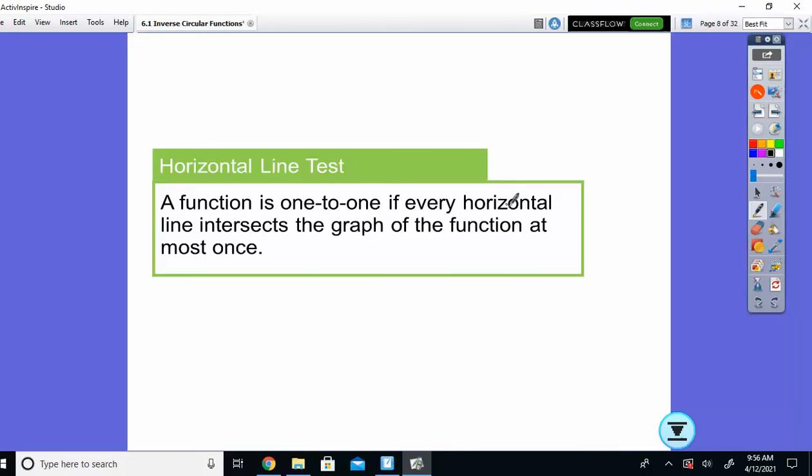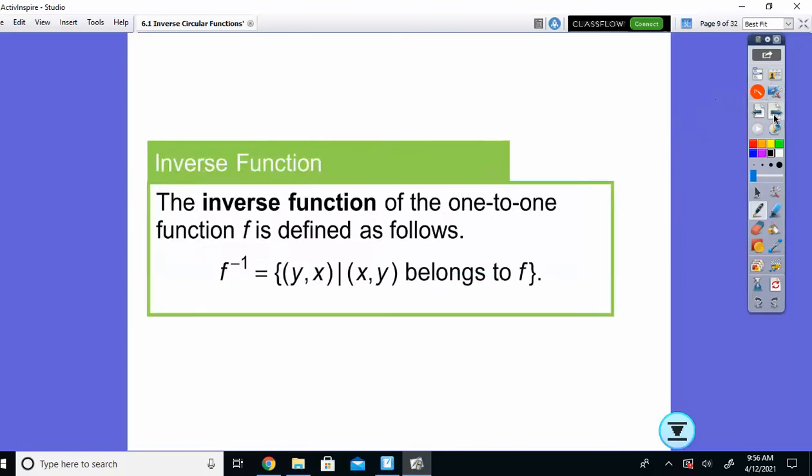So function passes vertical line test. Remember, we're talking about horizontal line test for 1-to-1. If you can draw a horizontal line that hits it more than once, it's not 1-to-1. When we find an inverse, we just reverse x and y. So that's all stuff that we know. Let's talk about domains and ranges for a second.